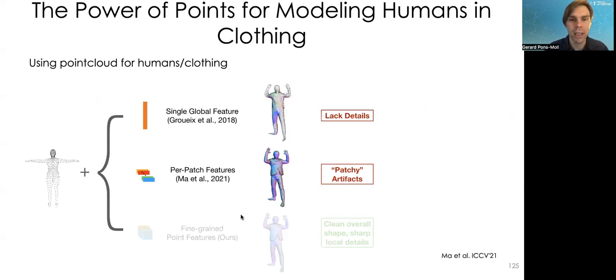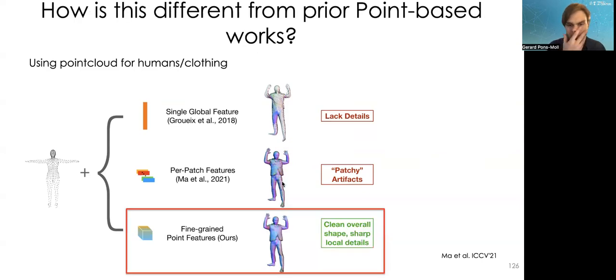Yeah, so previous methods that exploit some sort of point-based or patch-based representation were attaching features to patches of the surface. However, this is the work of Ma et al. 2021, which results in patchy artifacts, because when you put things together, you have artifacts at the boundaries. And this work, which is called POP, attaches features directly to the points. This allows a more fine-grained representation, which results in sharp local details.